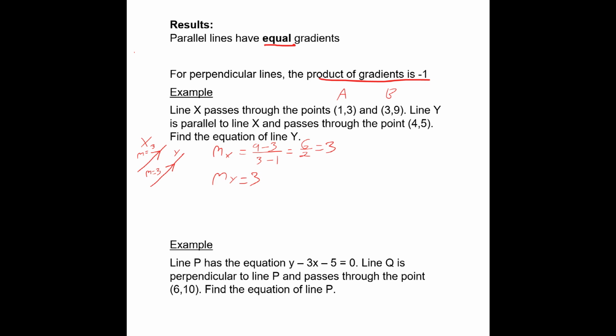So the equation of line Y is going to be y equals 3x plus c. But I do not know what c is. The only thing I really know about Y, other than the gradient, is that it passes through the point (4, 5). So that could be there, for example, (4, 5). So what that means is when y is 5, x is equal to 4. So I can say 5 equals 3 times 4 plus c. So 5 equals 12 plus c. And to get c on its own, I subtract 12 from both sides, which will give me -7 for c.